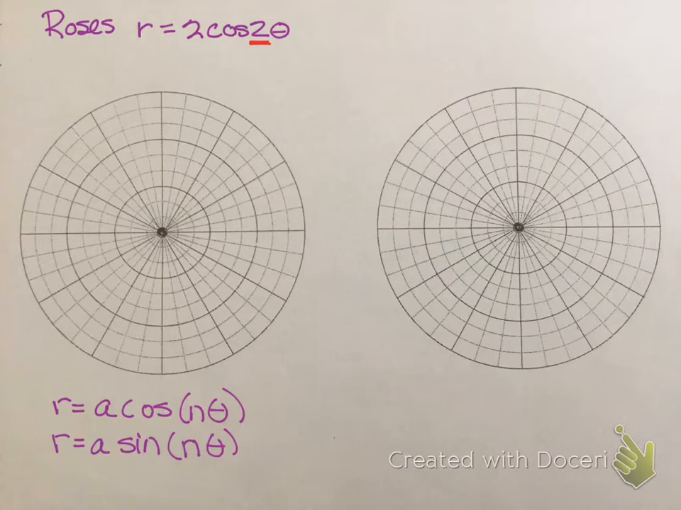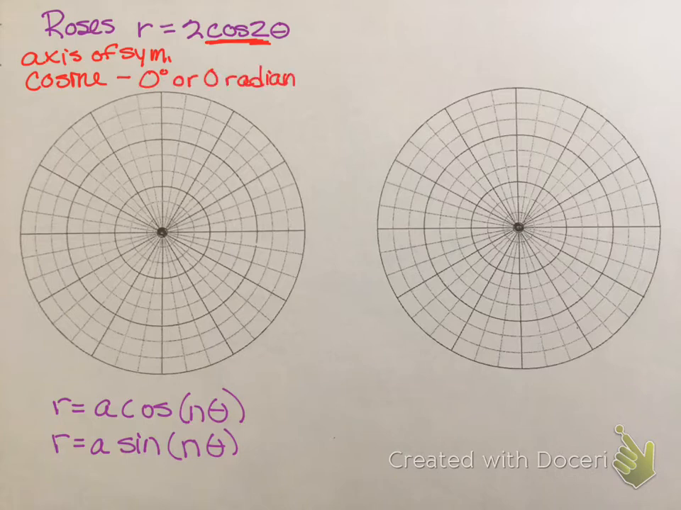First thing that I want you guys to learn about is the axis of symmetry for our petals. Just like a lemniscate, if this thing is a cosine, your axis of symmetry is going to be 0 degrees or 0 radians. So I am not drawing it all the way across, I'm just drawing it in the positive direction for the pole, and you'll see why when I draw the second graph.